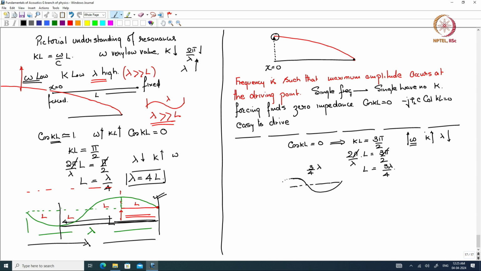Full lambda would be this much. So this is how long the string is relative to lambda, and this end is fixed. Now again the forcing location is seeing a maximum of the wave, and so cos KL is 0, which means the mechanical impedance Z is 0, easy to drive the string. Why?